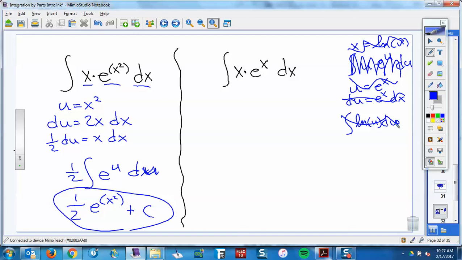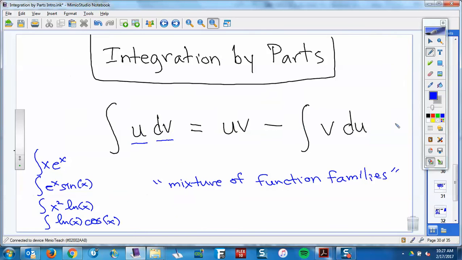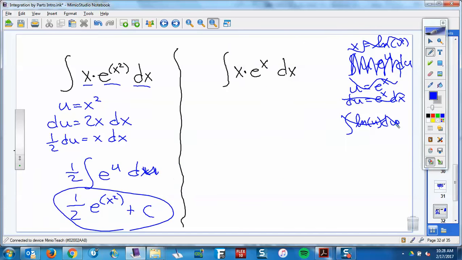All right, so anyway, if you look at what I wrote here, this is definitely one, as a matter of fact, I wrote this one, where integration by parts would work. It's a mixture of function families. So we look at our LIATE. So here's how integration by parts works.